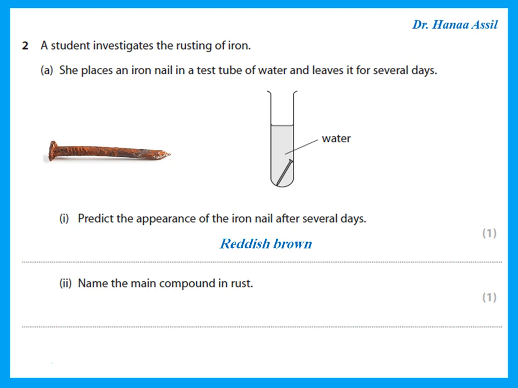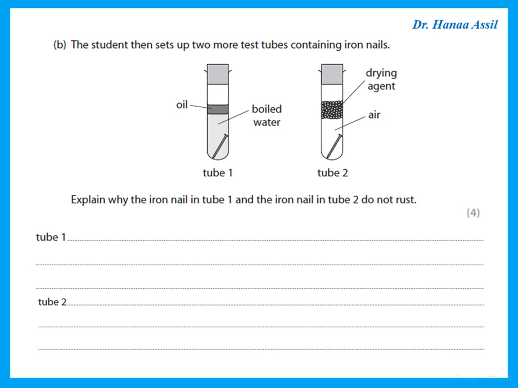Name the main compound in rust. What is the compound in rust? We call it hydrated iron 3 oxide. Remember, iron needs water and oxygen, so it becomes oxidized and hydrated, so it's hydrated iron 3 oxide.